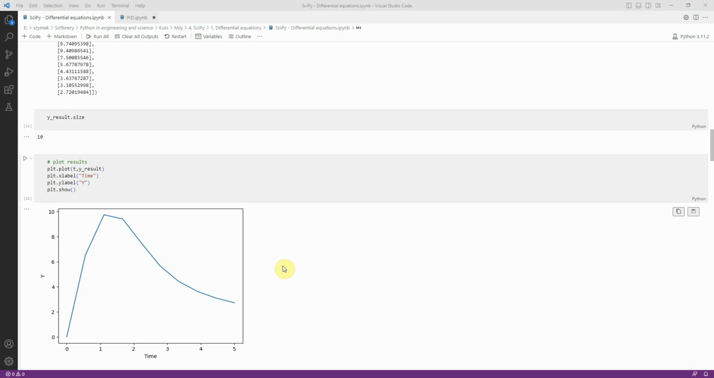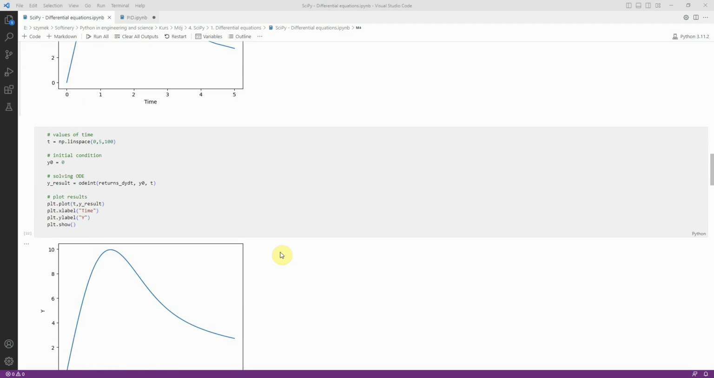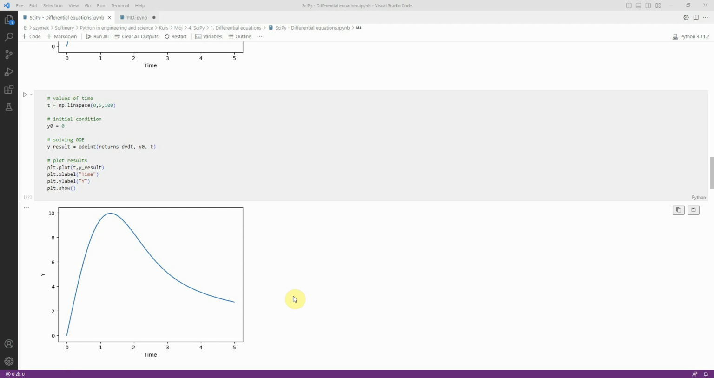We see that the curve is not smooth. It's because we used only 10 points for the solution. It can be easily changed by using the value of, for example, 100 in linspace for generating the time vector. It is done below. Here is the plot for the time vector with 100 elements. We see that the curve is perfectly smooth.